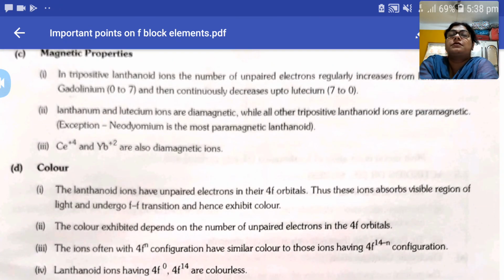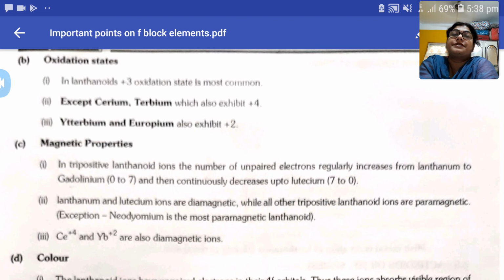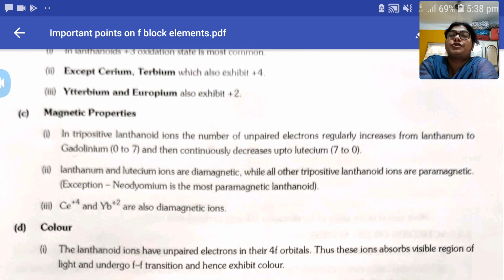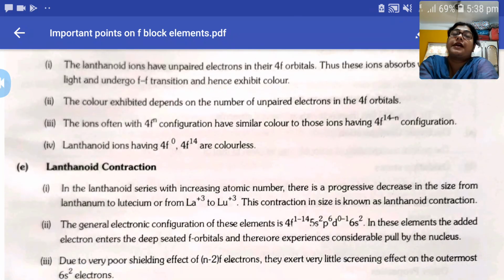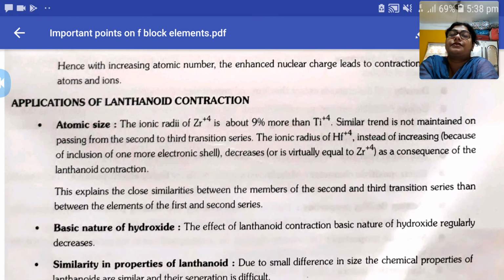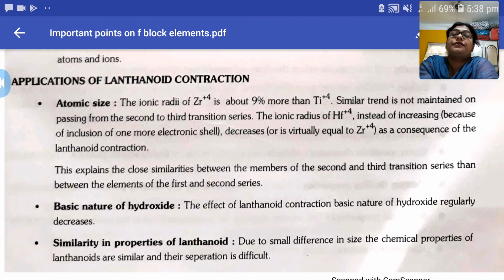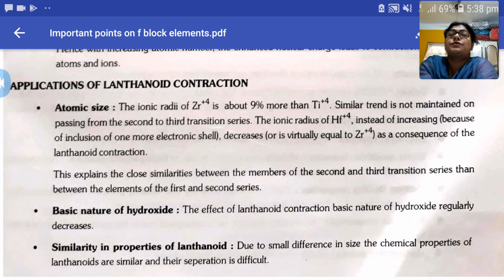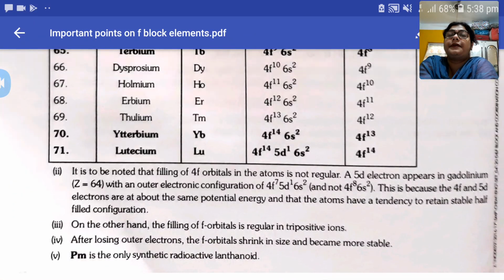Okay. So from here sometimes the resemblances come, sometimes the differences come. And sometimes you may get some reasoning based questions related to its magnetic properties and color, and sometimes even to the formation of hydroxides also. Okay, which is one of the applications of lanthanide contraction, basic nature of hydroxide. Okay, so students, you can please prepare the note from here.